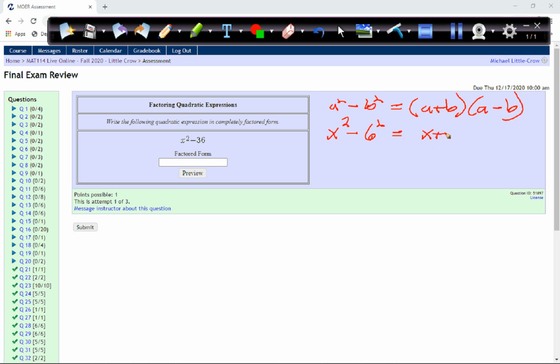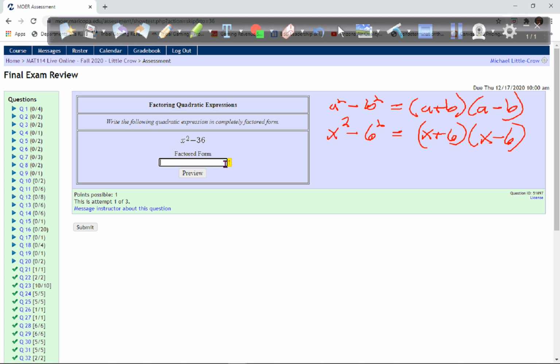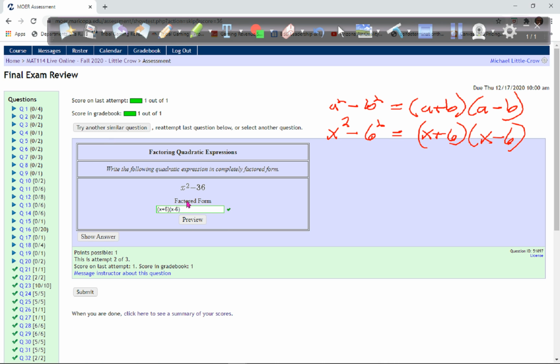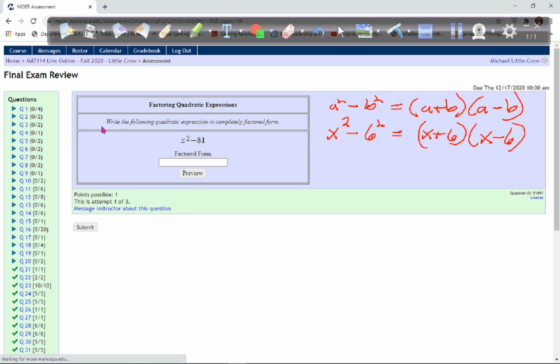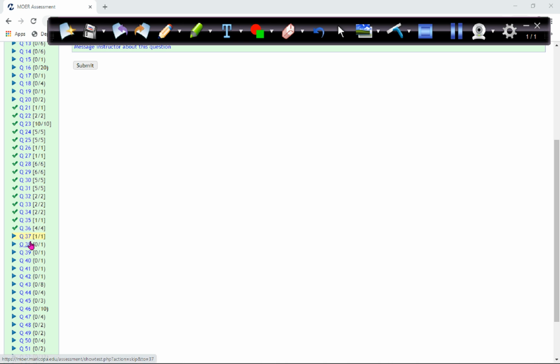So it's going to be x plus 6, x minus 6. That's our factored form. Okay. Now, let's see if they're always going to be a difference of squares. I think this one will be. Yeah, it's always going to be a difference of squares. So that's really one of the items they want us to do. Difference of squares. So know that one.